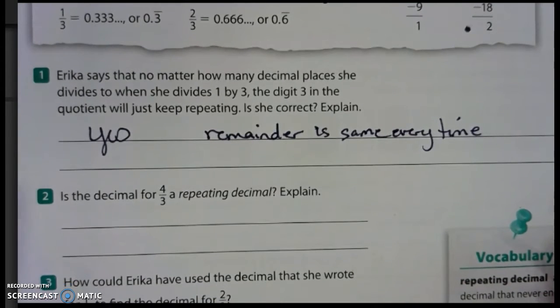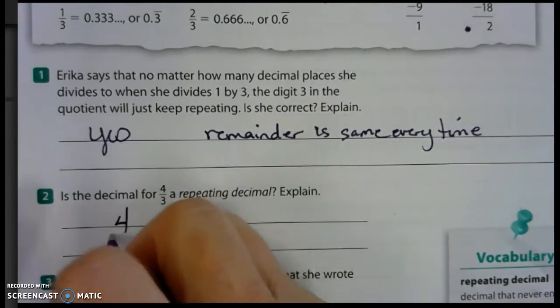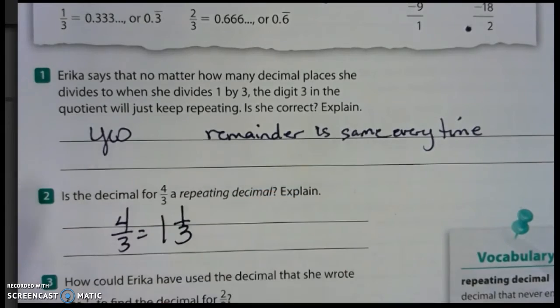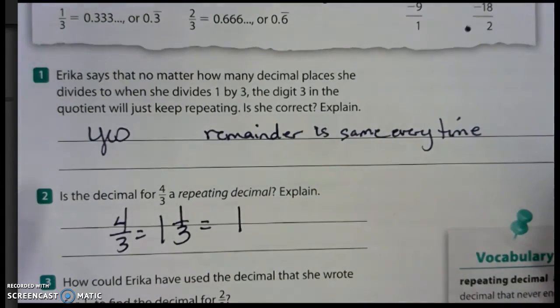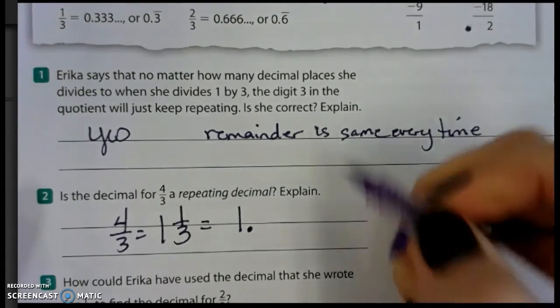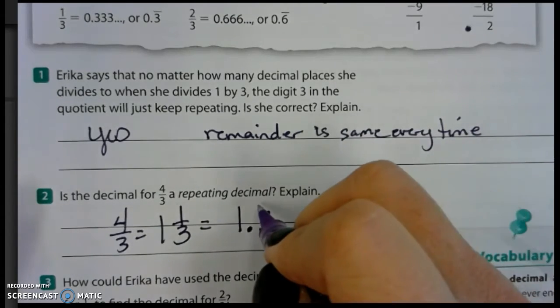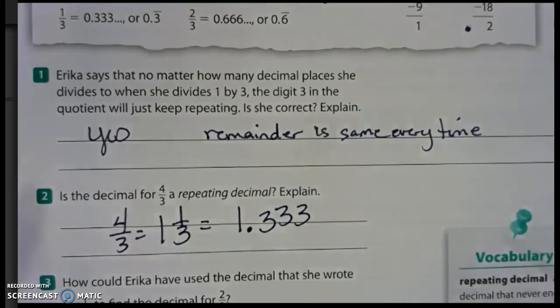Number 2. Is the decimal for 4/3 a repeating decimal? Guys, if you look at 4/3, you should notice that the denominator is the same as 1/3. But if you made this a mixed number, 4/3 is equal to 1 and 1/3. Well, that means if you were to make this a decimal, you would have 1 point and then the 1 divided by 3, which is going to give you that repeating decimal again. Okay, 1 and 1/3 is the same as 1/3. It's just got a whole number in there with it. So, yes, it is a repeating decimal.